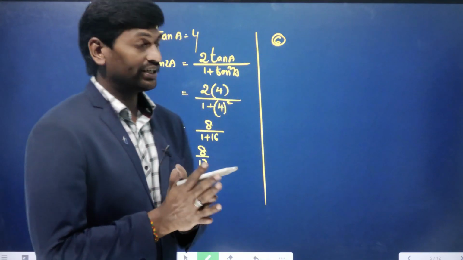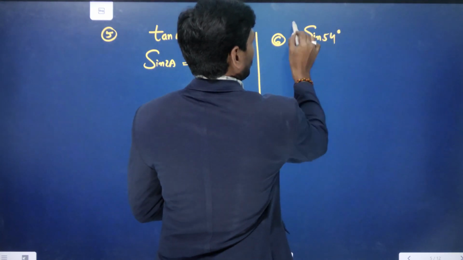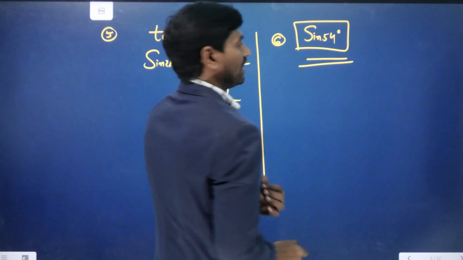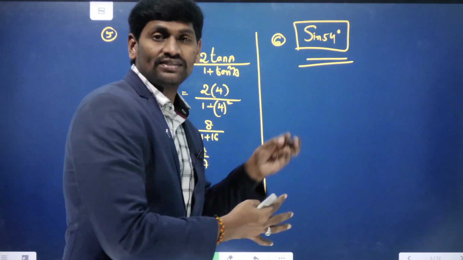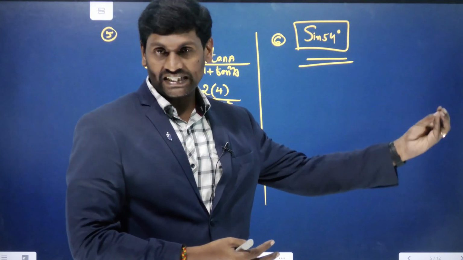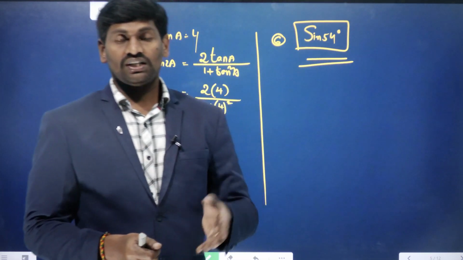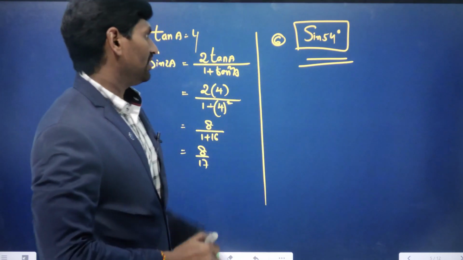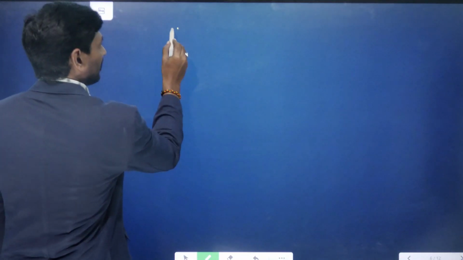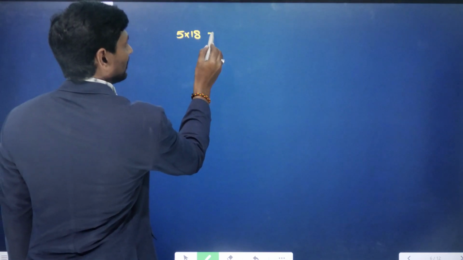That is sine 54 degrees. Very, very important on this one. We need to find sine 54 degrees. Until now we have discussed the value table for 0 degrees, 30 degrees, 45, 60, 90 degrees. Am I right? But we don't know the values of sine 54, sine 36, sine 18, like that. So for this, we have to discuss 18 degrees. Can I write 5 18s equals 90?